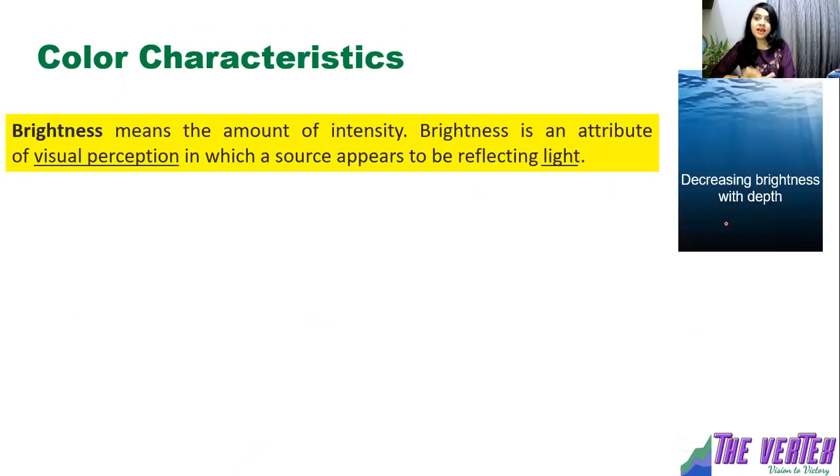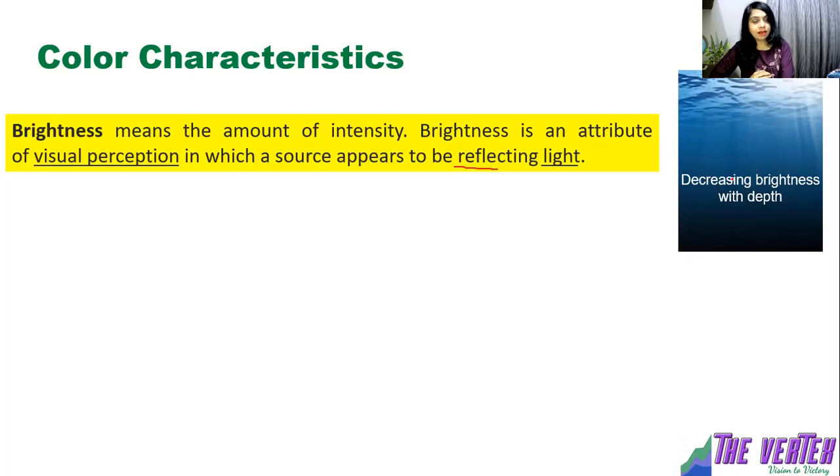Now, there are three characteristics of color. Let's start with the brightness. What is the meaning of brightness? Many a times we adjust the brightness in the images on mobile phone by using different applications. Now, what is the exact meaning of brightness? Brightness means amount of intensity. Brightness is an attribute of visual perception in which a source appears to be reflecting light.